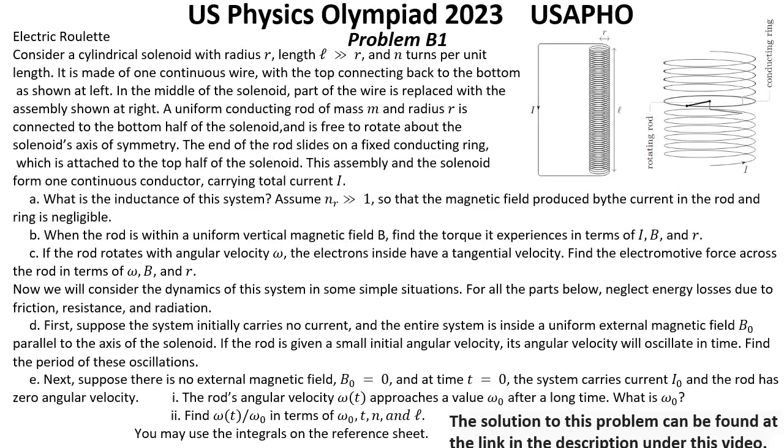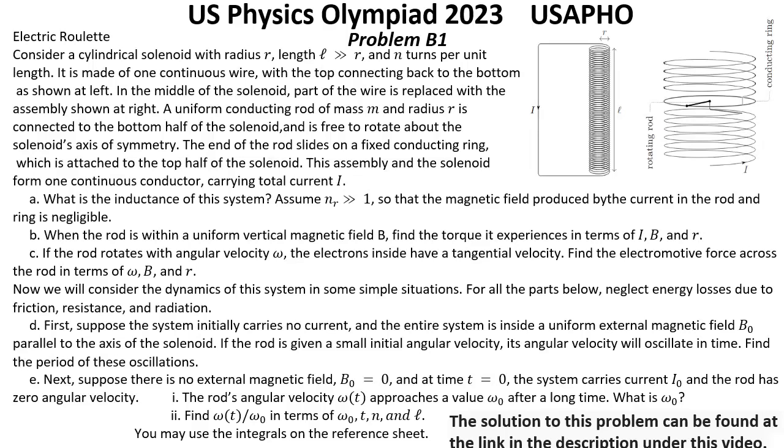US Physics Olympiad, year 2023, USAPhO, final round. Problem B1. Electric roulette. Consider a cylindrical solenoid with radius r, length L much greater than r, and n turns per unit length. It is made of one continuous wire, with the top connecting back to the bottom as shown at left. In the middle of the solenoid, part of the wire is replaced with the assembly shown at right.